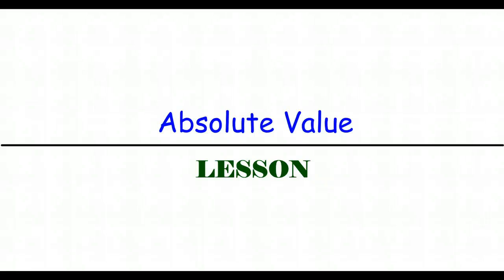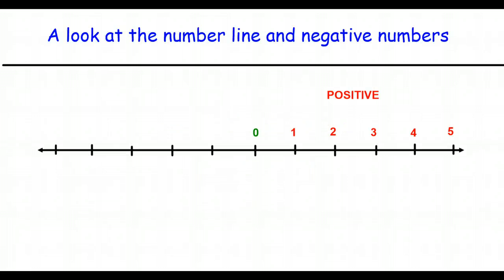So this lesson is all about what's called absolute value. Before we can start talking about absolute value, I want to take a second to look at the number line and specifically how it relates to negative numbers. We're going to do that first by talking about some positive numbers. Now everybody's familiar with the number line and its use for talking about positive numbers.